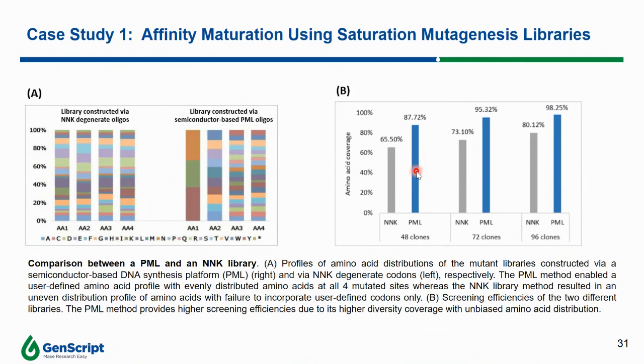Additionally, based on the side-by-side comparisons between the NNK and the PML libraries, we were able to achieve a high diversity by screening less colonies when using the precision mutant library. So these results show that with PML, it allows us to create a library with better coverage and distributions compared to the traditional approaches, and reduce the number of required clones to screen, and therefore improving the overall screening efficiency.